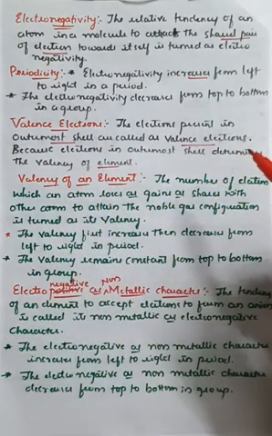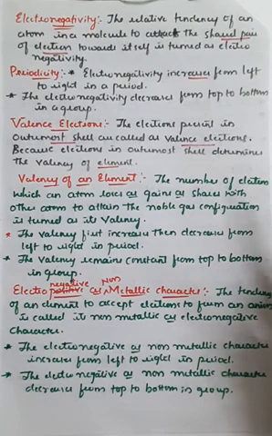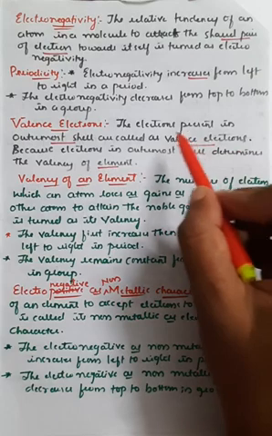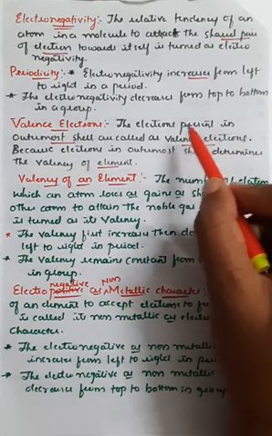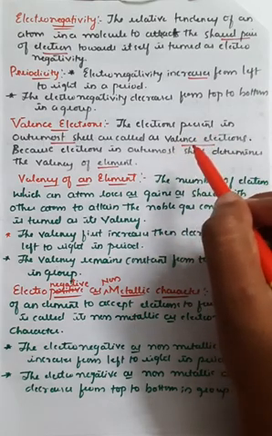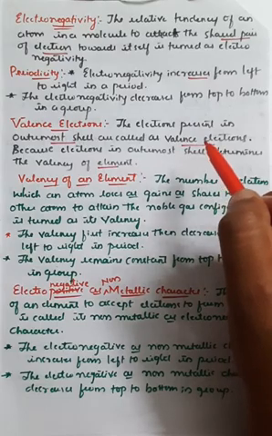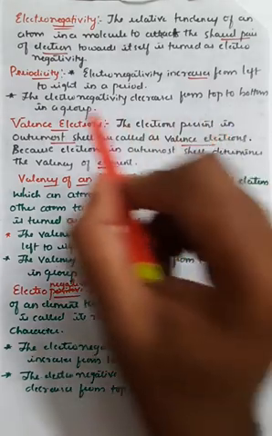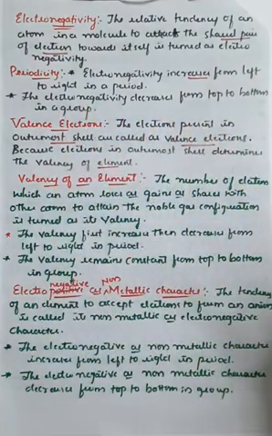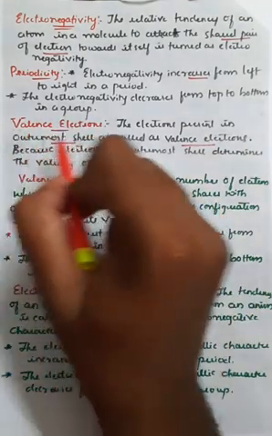So if you consider any element, we can determine its valency only by understanding how many electrons are present in its last orbit. That last orbit is called the valence orbit, and the electrons present in that valence shell are considered valence electrons. Simply, the electrons present in the last orbit are called valence electrons.